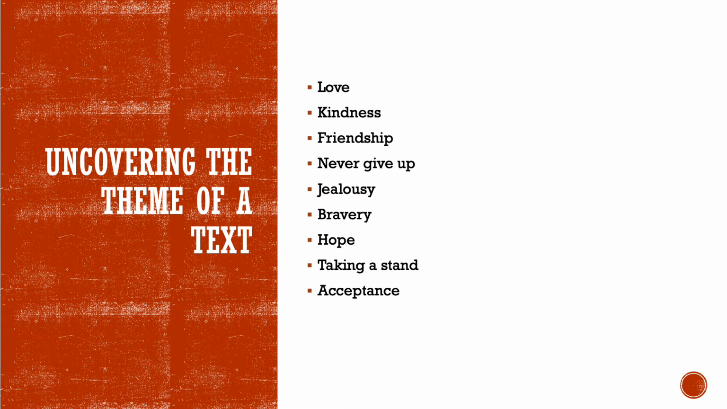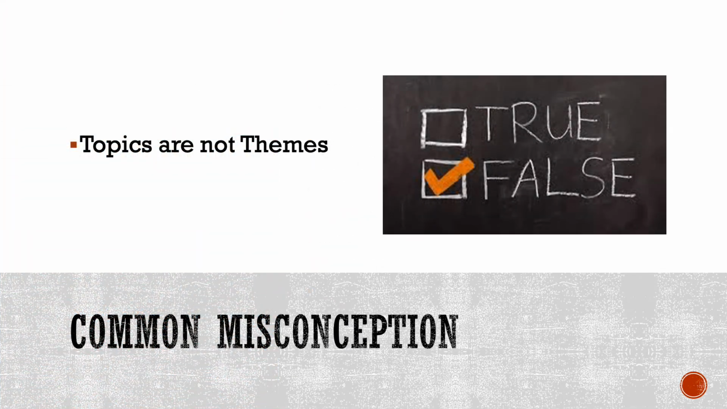When uncovering the theme of a text, many scholars believe that the theme is something such as love, kindness, friendship, never give up, jealousy, bravery, hope, taking a stand, or acceptance. However, this is a common misconception. These are topics. Topics are not themes.